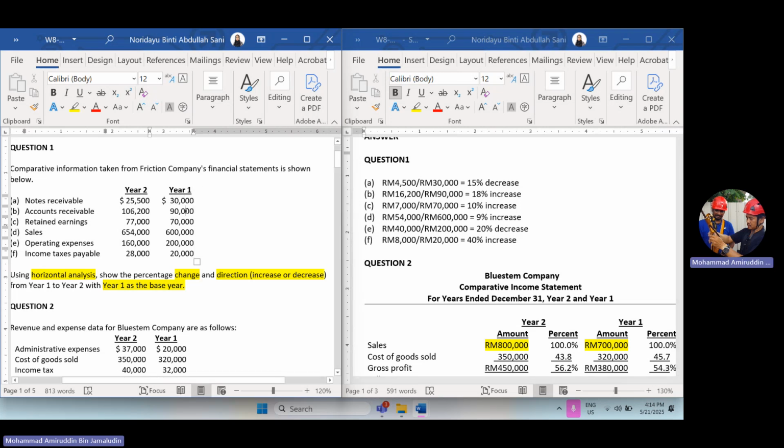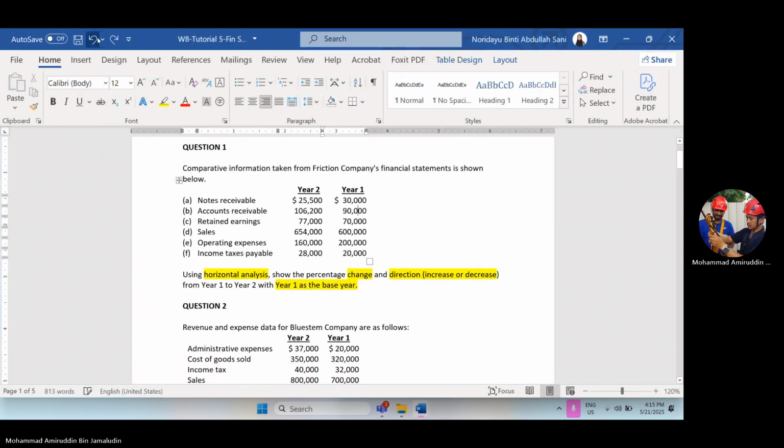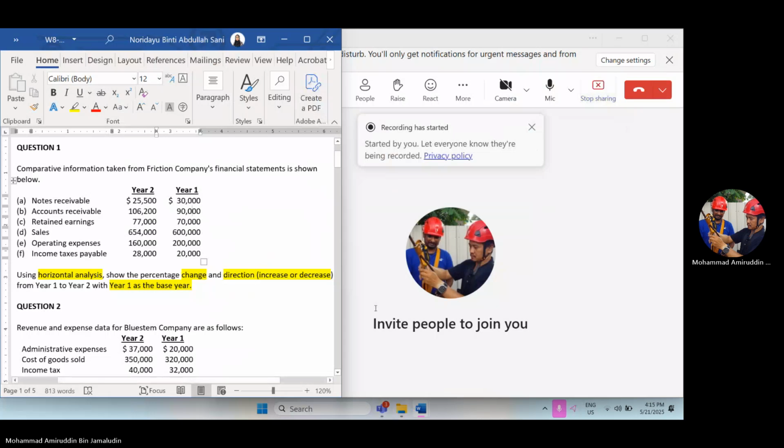Next, accounts receivable. From 90,000 last year, it increased, become, sorry, how to, how? I want to, eh, how to remove this thing? Like this.